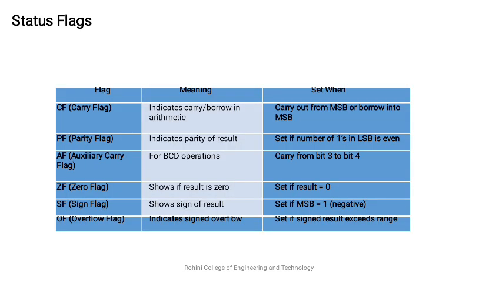Status flags. Carry flag indicates carry or borrow in arithmetic. Parity flag indicates parity of results. Auxiliary carry flag is used for BCD operations. Zero flag shows if the result is zero. Sign flag shows the sign of the result. Overflow flag indicates signed overflow.